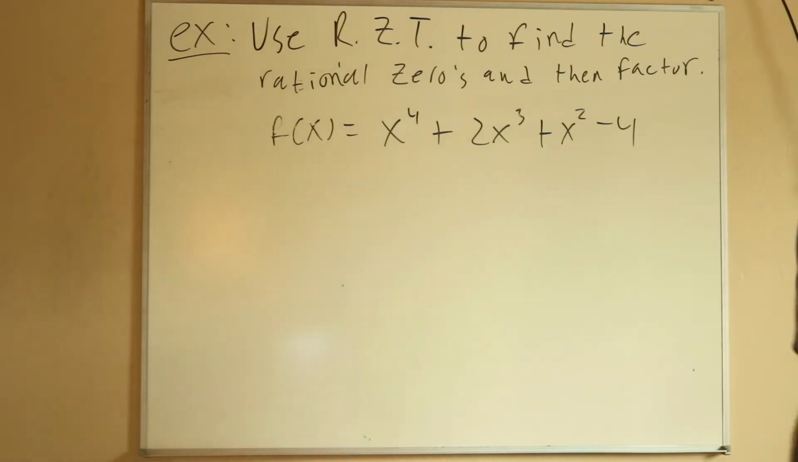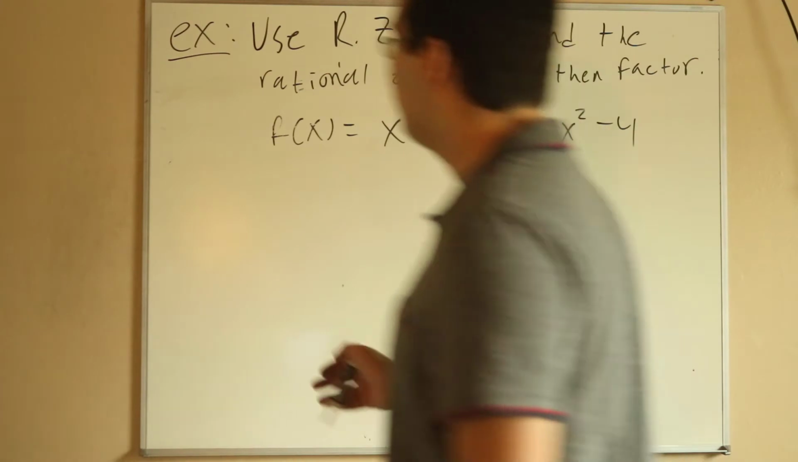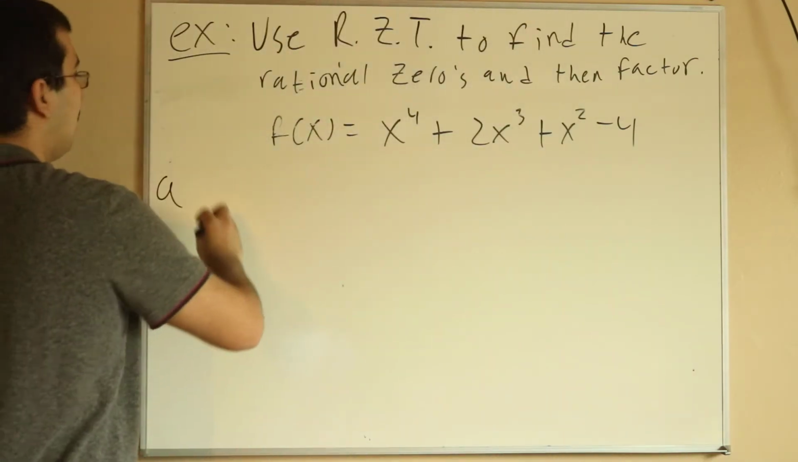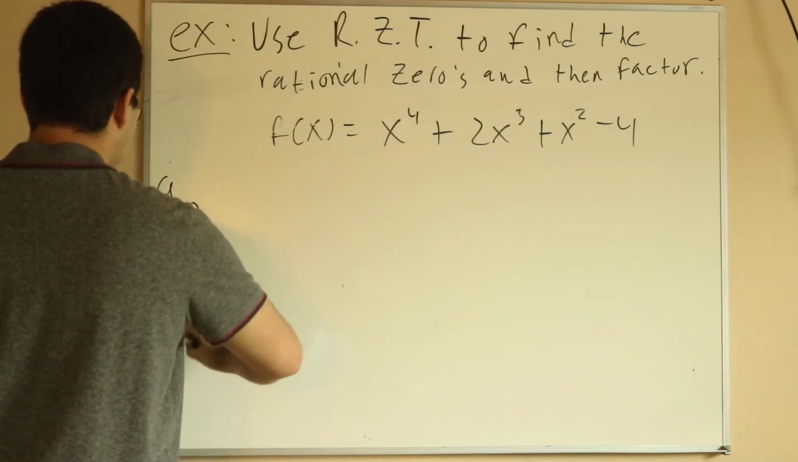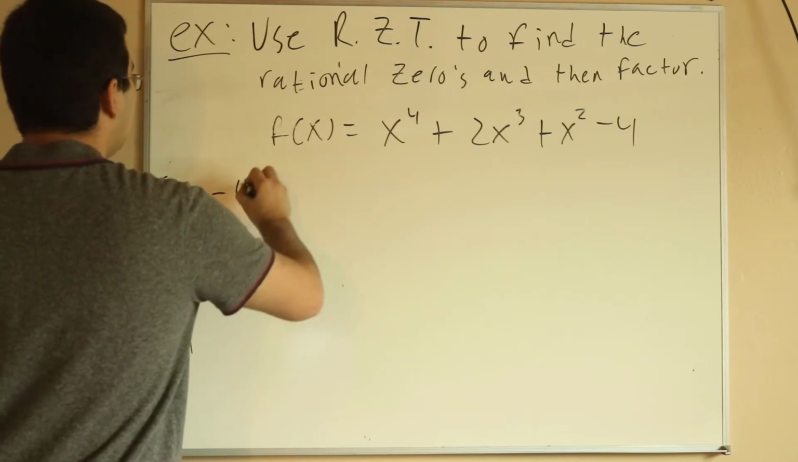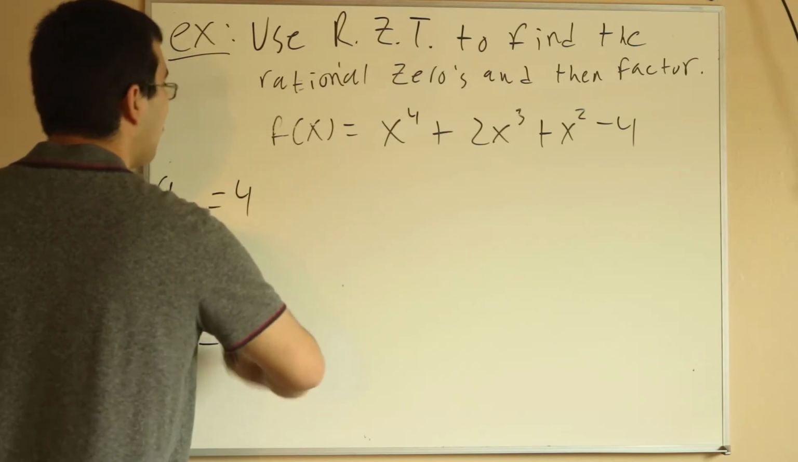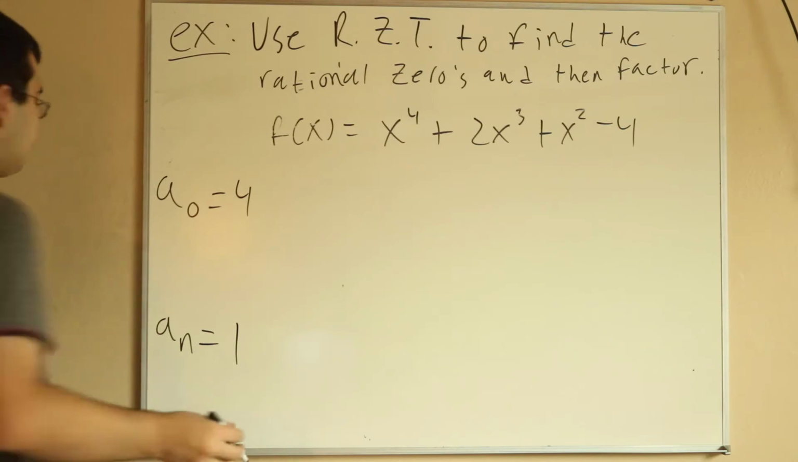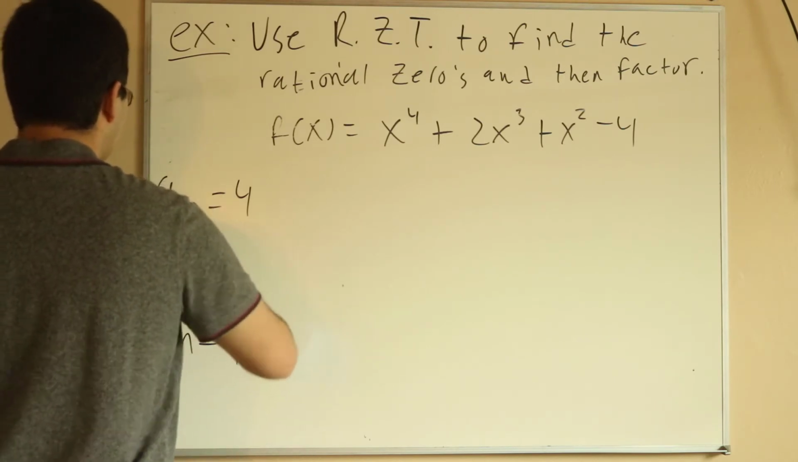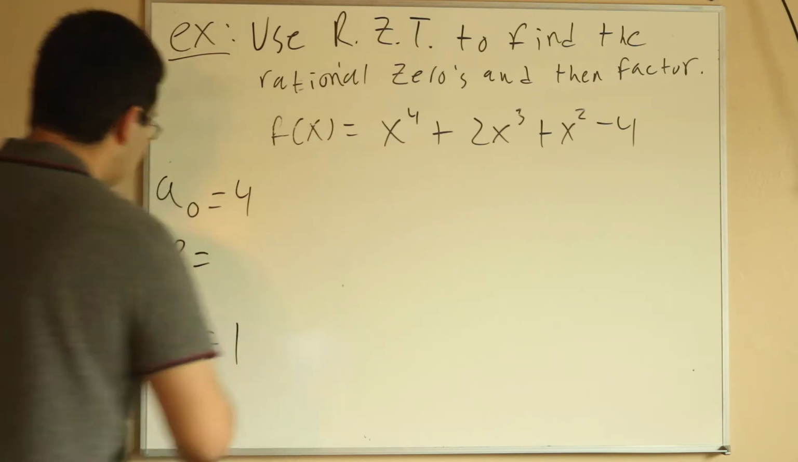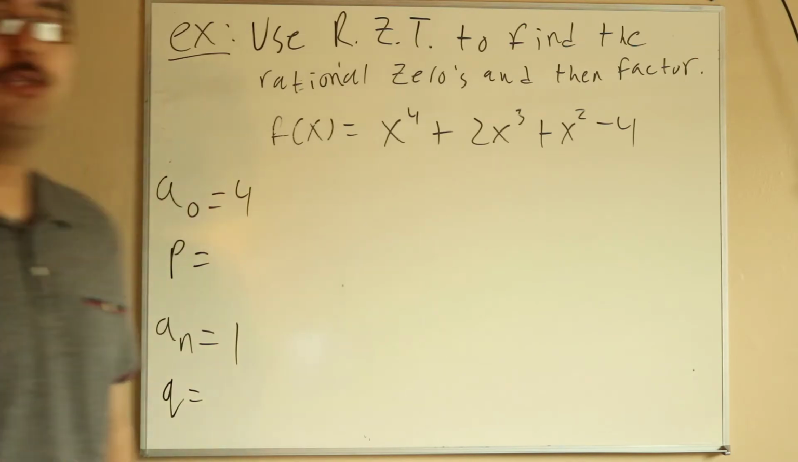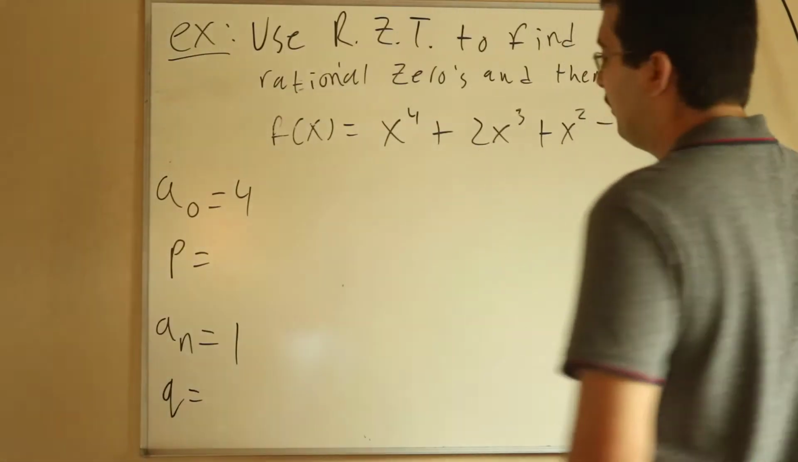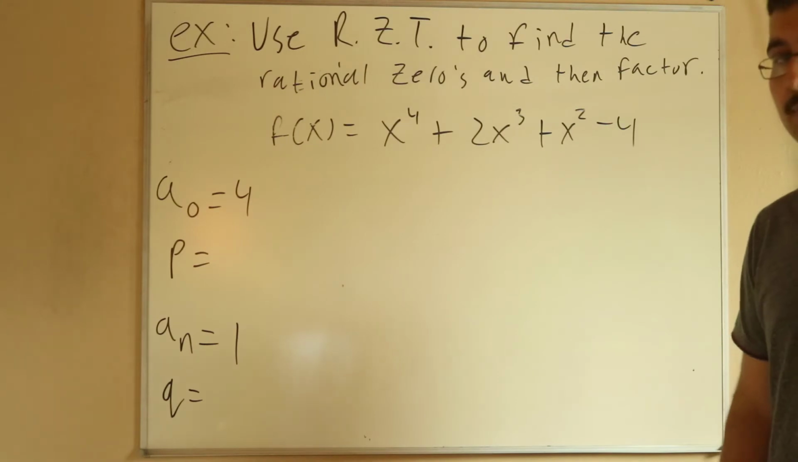First, we want to understand what the rational zeros are. So, of course, we need to identify our a naught and our a n, that being 4 and positive 1. All right? From here, we're going to make our list of p's and q's. In other words, we want to identify all the factors of 4 and the factors of 1.